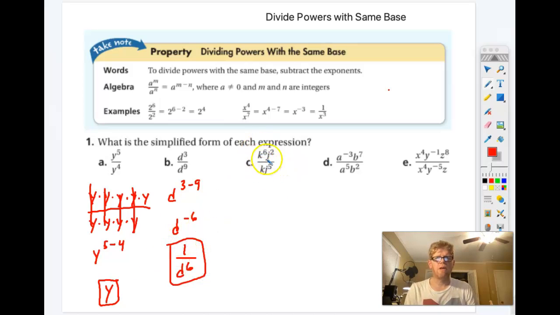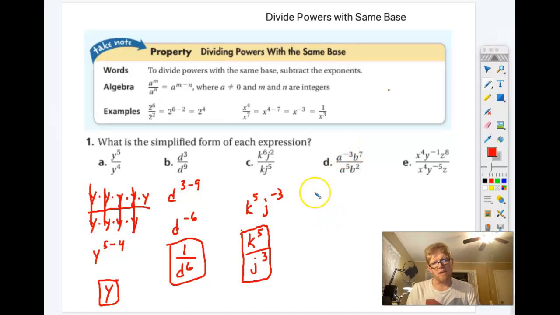A couple more here. We've got k to the 6th over k, so we're going to subtract 1 from that 6. That's going to give us k to the 5th. We have j to the 2nd over j to the 5th, and 2 minus 5 is negative 3. J to the negative 3, and again, I can't have that, so I'm going to drop that j to the bottom. It's going to leave me with k to the 5th over j to the 3rd.